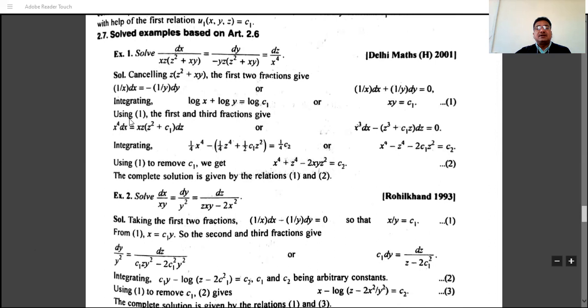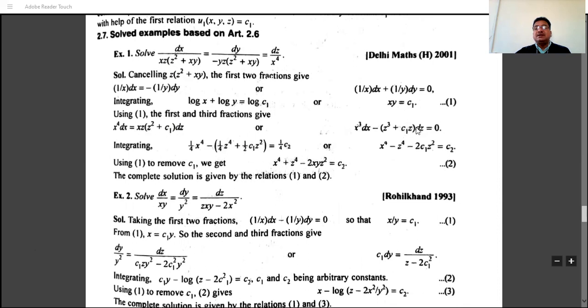So considering the first and third fractions gives x raised to 4 dx over z square. Substitute this xy as c1 dz. What we observe is that in these two fractions y is absent, and that's why we can integrate. The integration of x cube is x raised to 4 by 4 minus z raised to 4 by 4.